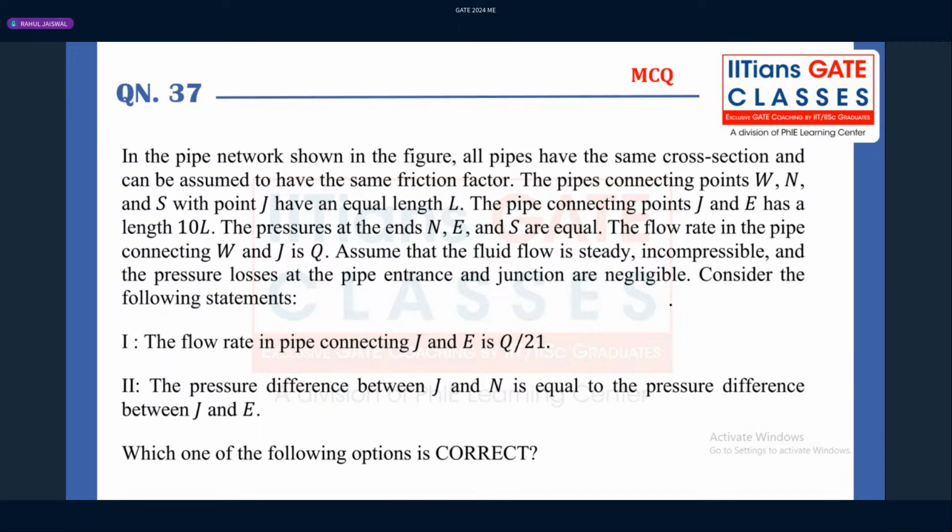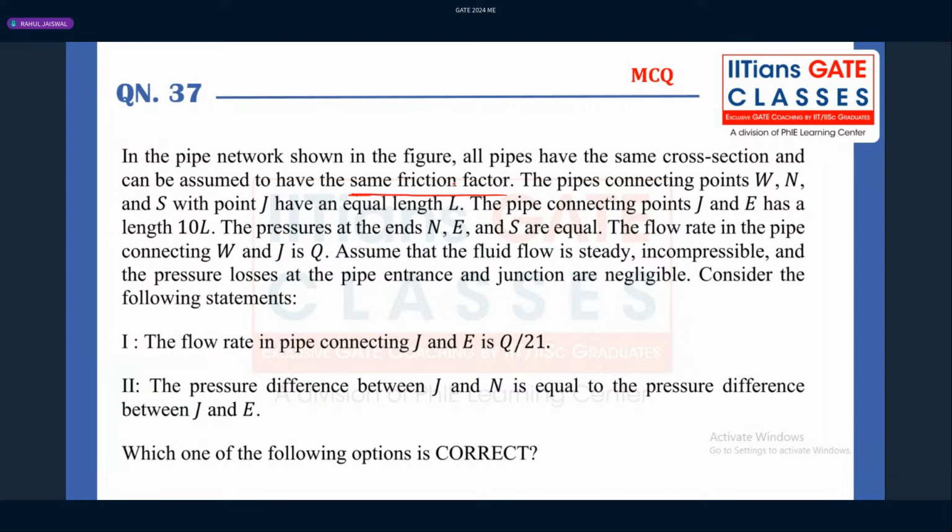Again, this is the question of MCQ. What they have mentioned, guys, here. They have given the pipe network. I will show the pipe network here. In this question, all the pipes are having the same cross section and can be assumed to have the same friction factor. Here they are mentioning the same friction factor.